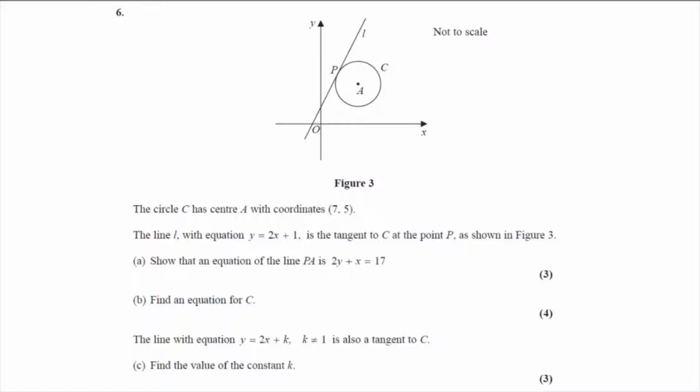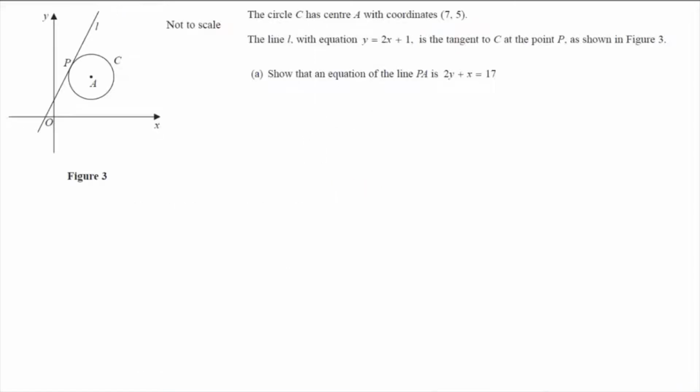So we have a circle and it gives us the coordinates of the centre of the circle, and we also have a tangent to the circle, and it wants us to find the equation of the line PA. I've just removed parts B and C of the question so we can just focus on part A for now. It wants us to show that an equation of line PA is 2y plus x equals 17.